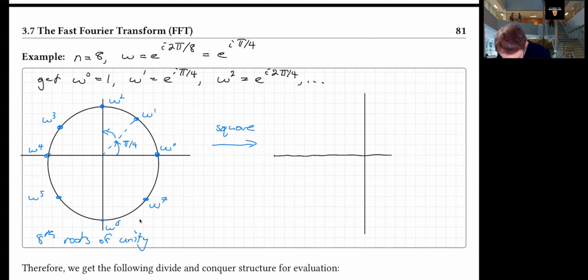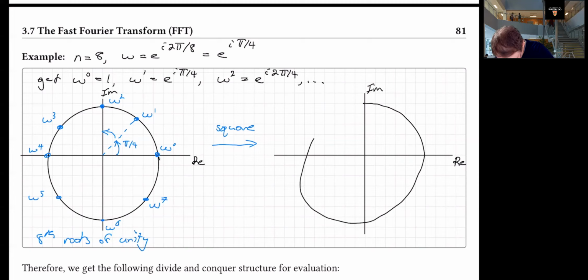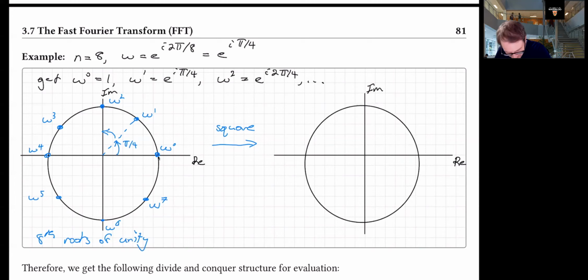Then what I get, when I take 1 and I square it, I just get 1. Oh, I guess I have to draw my circle again. When I take 1 and square it, I just get 1. So this is omega to the power of 0. When I take omega 1 squared, rather than it being at an angle of pi over 4, it will be 2 times pi over 4, which is pi over 2. So omega 1 is here. Right, basically, in squaring, I just double the angle.